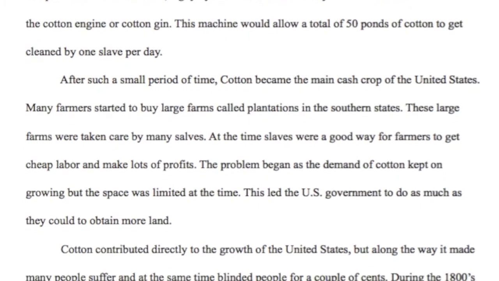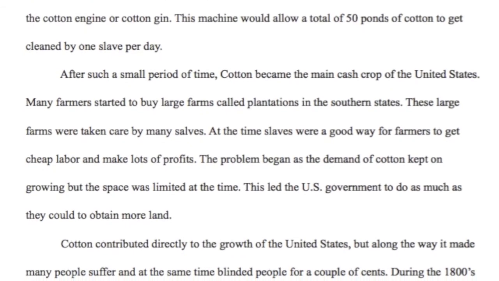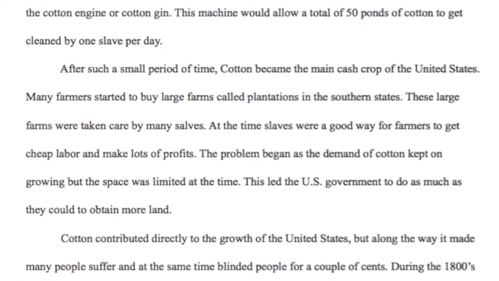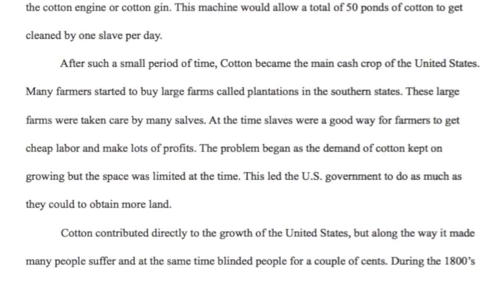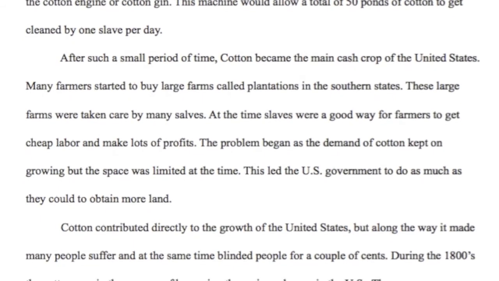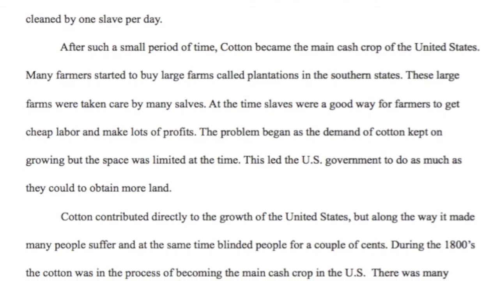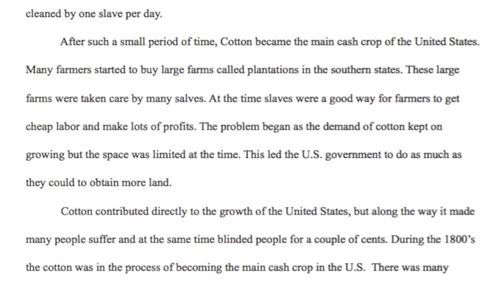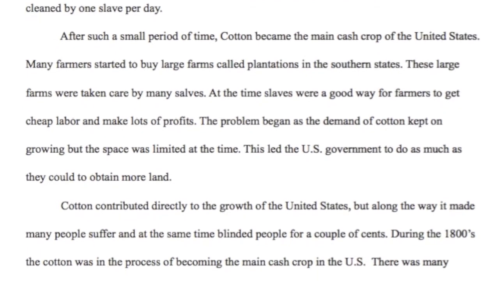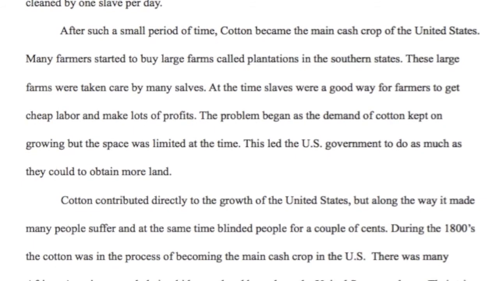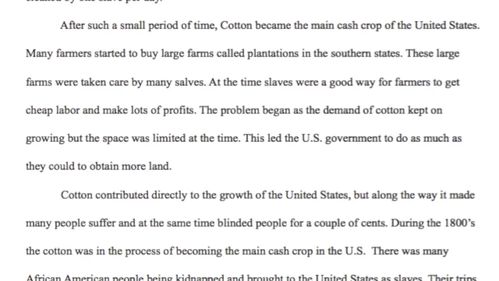The problem began as the demand for cotton kept on growing, but the space was limited at the time. This led the US government to do as much as they could to obtain more land. Cotton contributed directly to the growth of the United States, but along the way it made many people suffer and at the same time blinded people for a couple of cents.